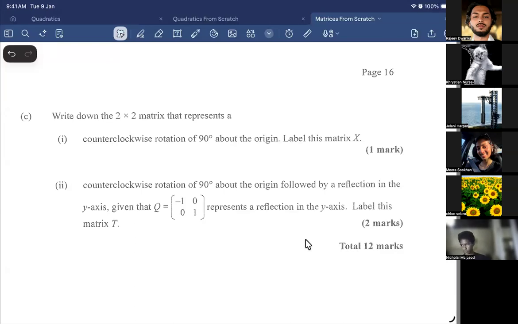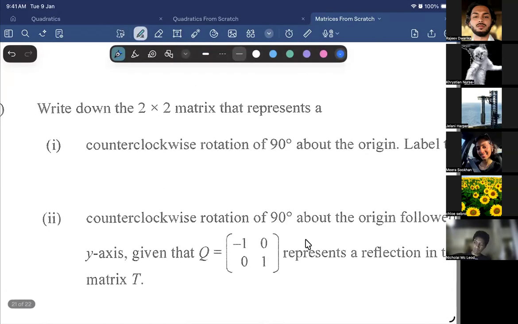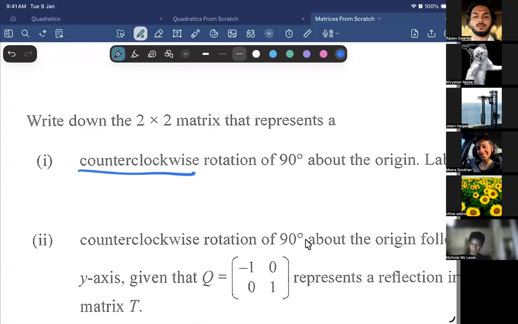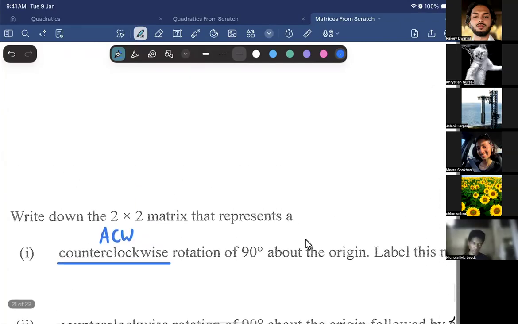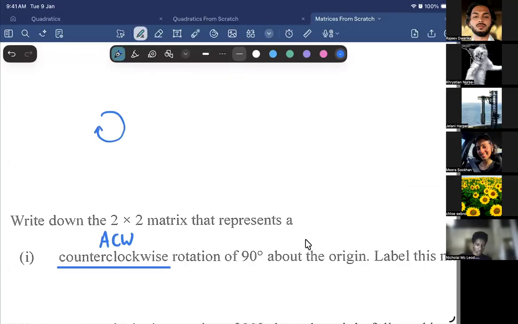Oh yes, I know. Do you know the difference between counterclockwise and anticlockwise? No, sir. All right, so counterclockwise just means anticlockwise. It cannot sound like the opposite of clockwise. What would be anticlockwise? This or this? One or two? Two. Second one. All right.